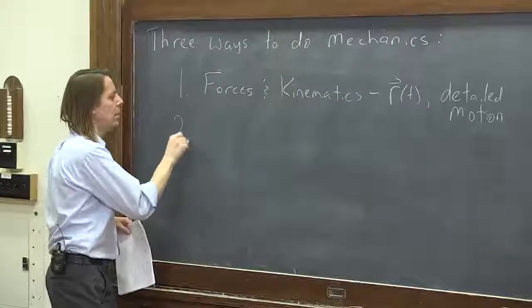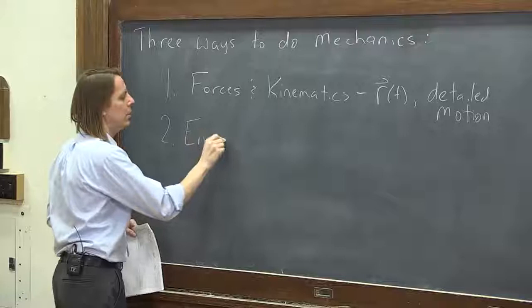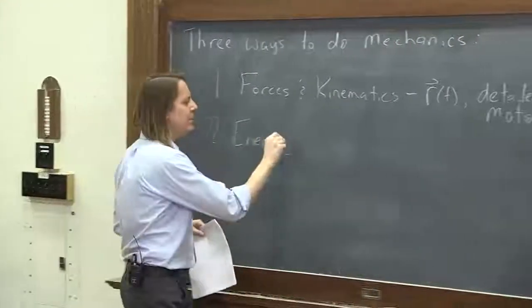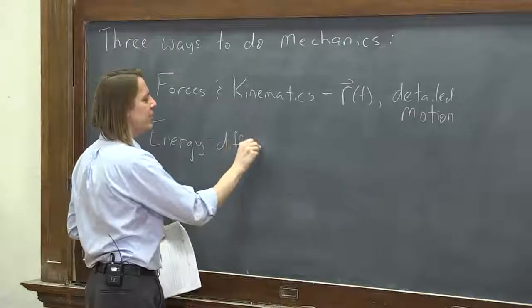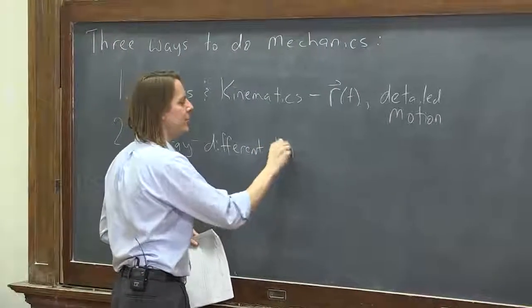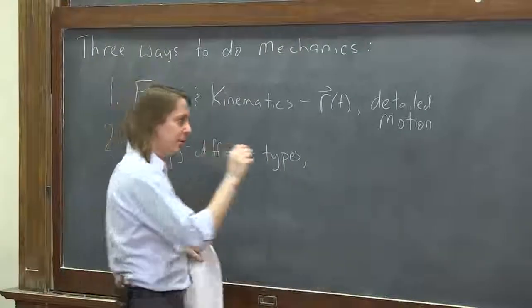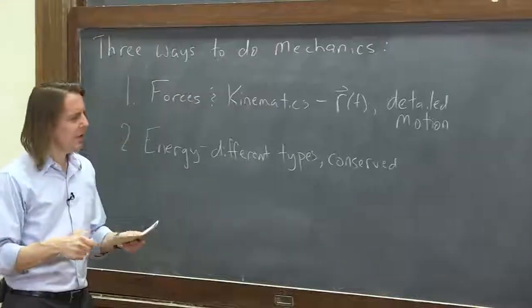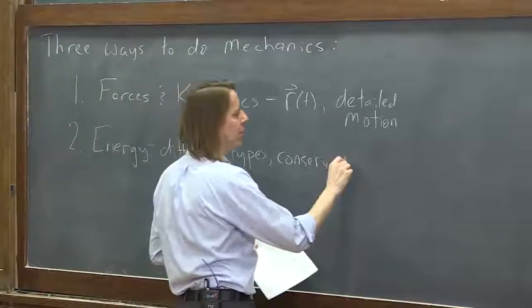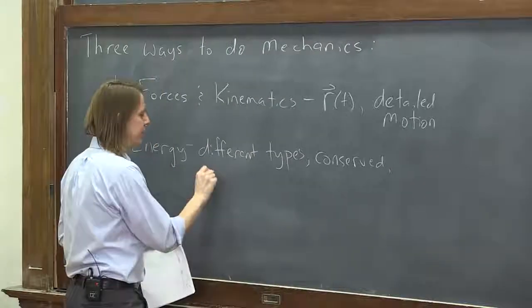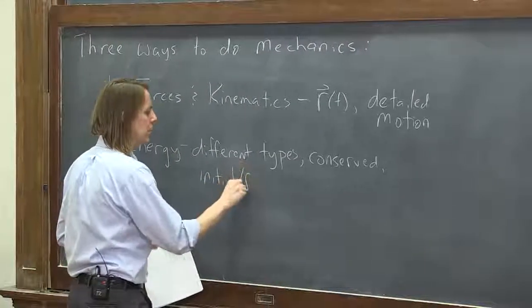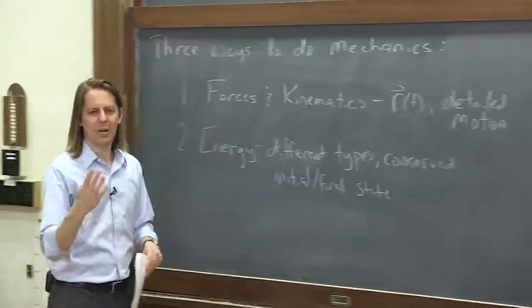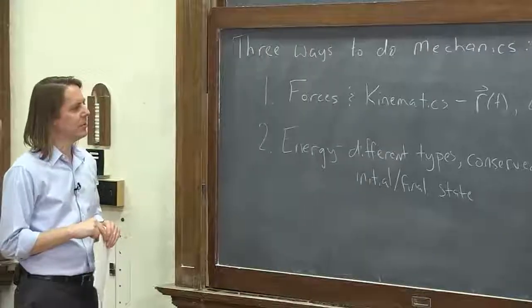A second way is with energy. That's what we've been working on recently. And here, with energy, you have different types, so it's kind of hard to keep up with, kind of a zoo of types of energy. The key is that it is conserved. Energy is conserved for an isolated system or for the universe. And this is good for solving problems where you have sort of initial state, final state situations, not necessarily the details of the motion during every second, like for forces and kinematics.